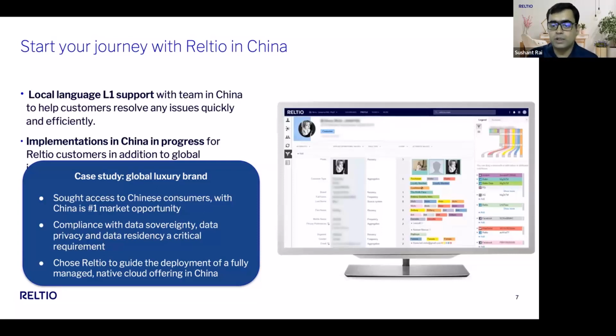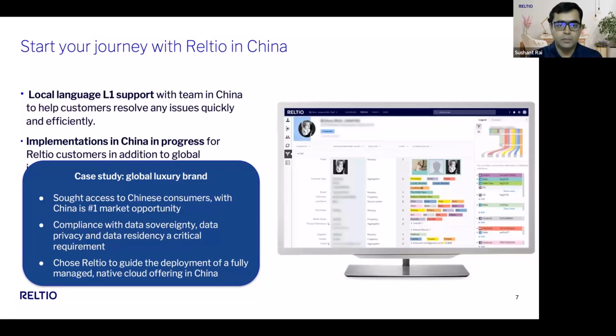But compliance with data sovereignty, data privacy, and data residency is a key requirement, a critical requirement. So they did choose to deploy Reltio as a separate instance in China, and are now in the process of implementation and soon to go live itself. So it's not just theoretical.